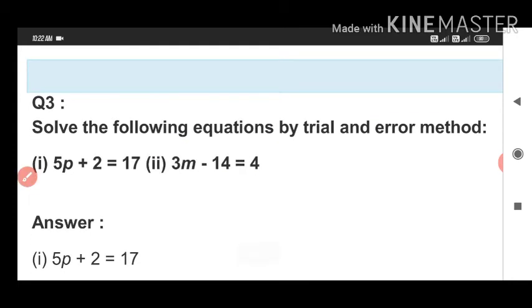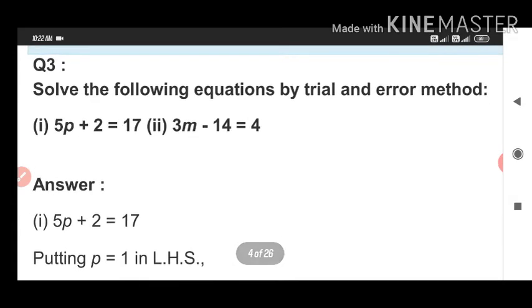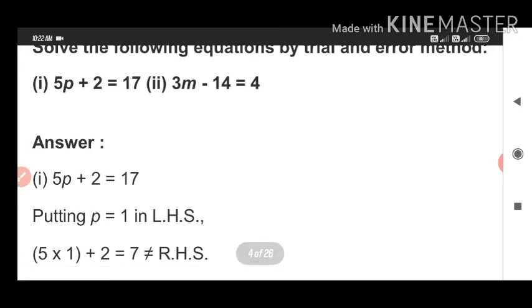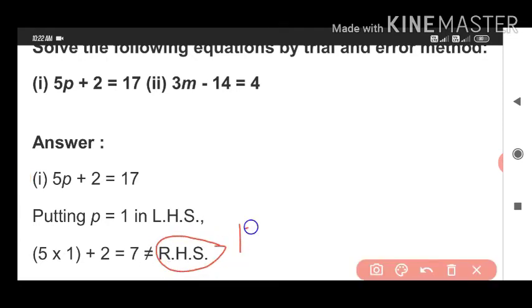Here it is 5p plus 2 is equal to 17. This question is given. Then putting p equal to 1, first we will put p equal to 1 in the left hand side. That means 5 into p means 5 into 1. 5 into 1 is equal to 5, plus 2. 5 plus 2, how much will you get? 7. Now 7 is not equal to RHS, because the RHS value is 17. So 7 is not equal to 17. Now come to find the next value.